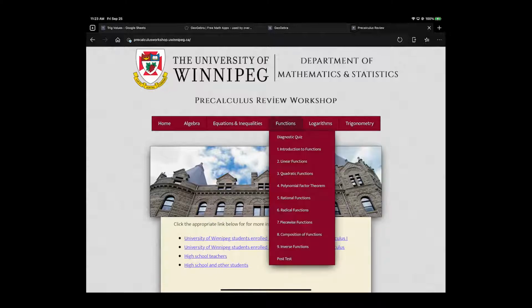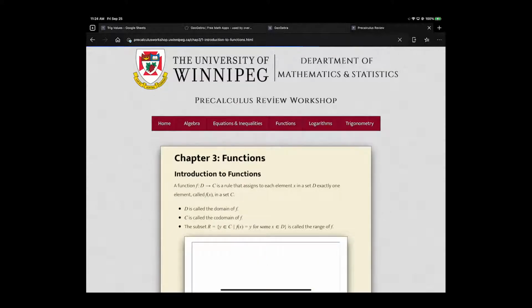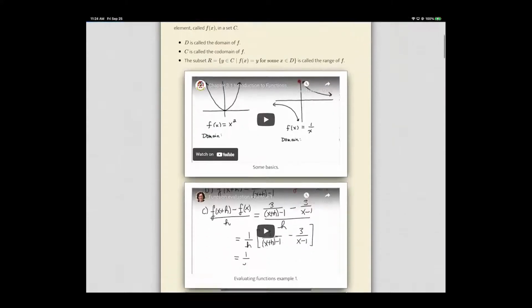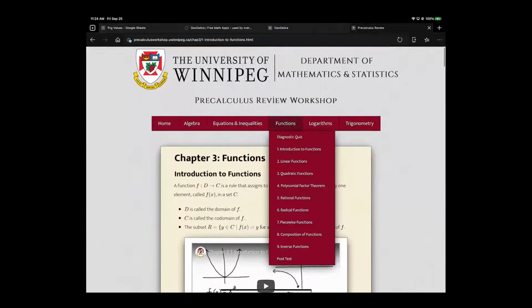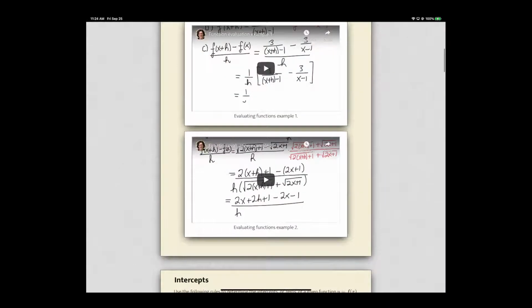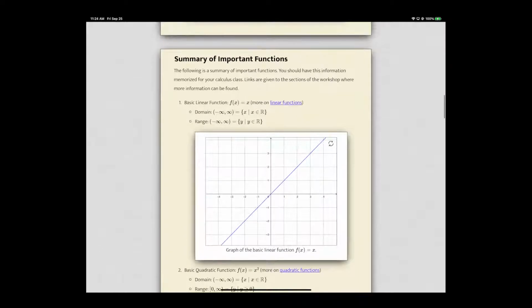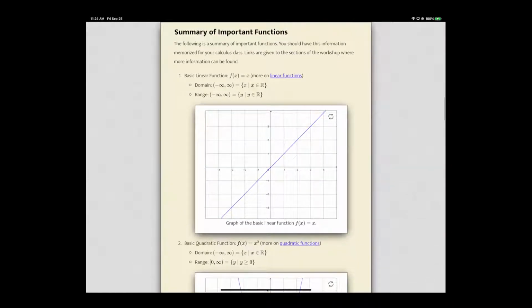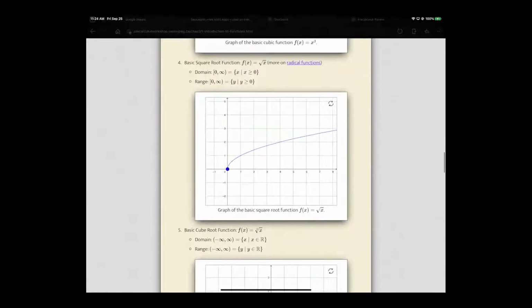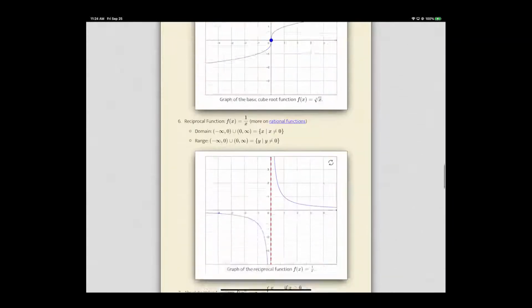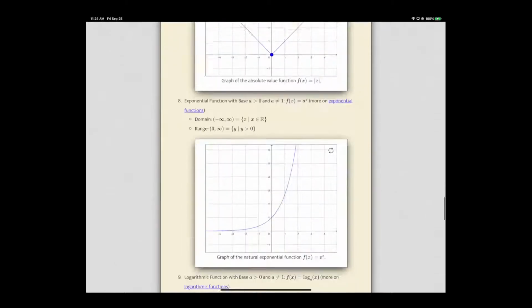It would be under the functions section. You could even go into the introduction to functions. Is it this one? I think that this one has, yeah. So we've got the summary of important functions. This would be a good place to start. We've got cubics and square root functions and cube root functions, etc.